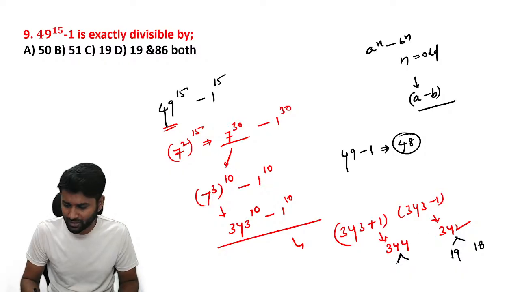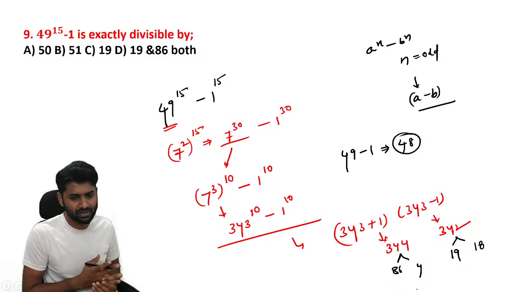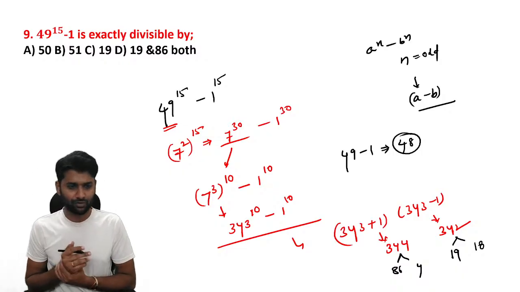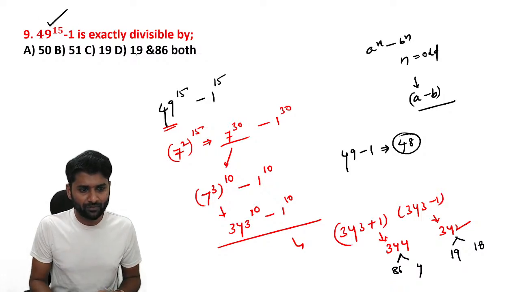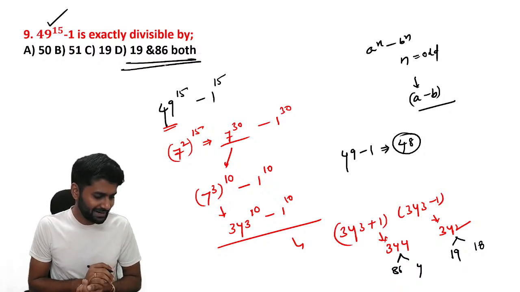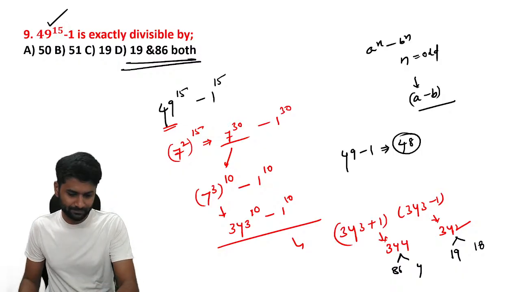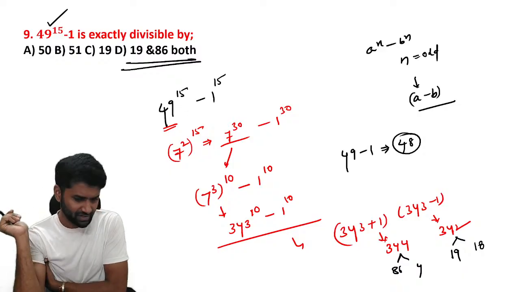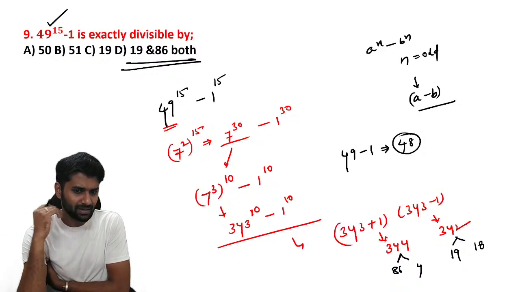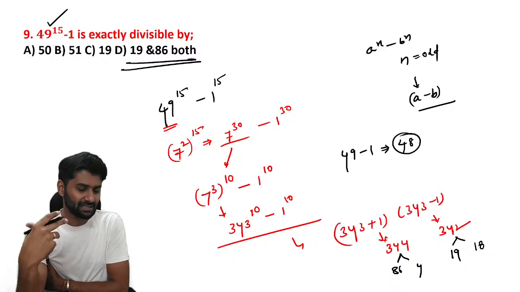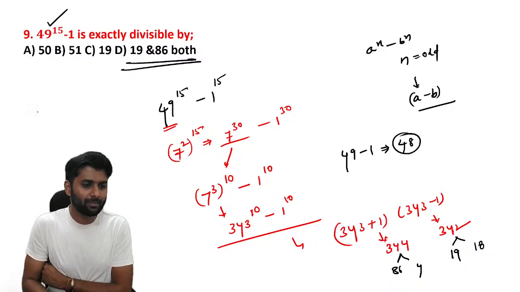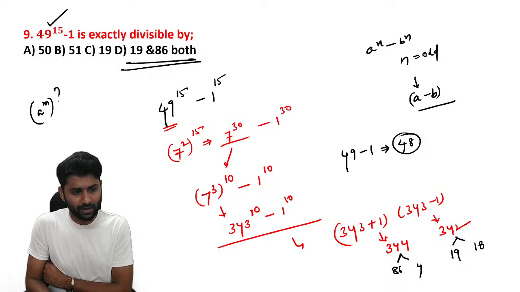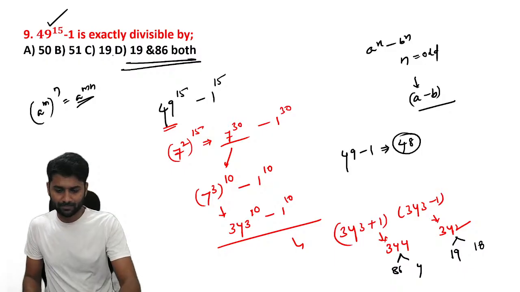19 into 18 is 342. Again, 344 is 86 into 4. So 86 into 4 is 344, and 19 into 18 is 342. It means 49 power 15 minus 1 is always divisible by 19 and 86. See, sometimes we never get the answer directly. You have to change the form with the help of the power concept, a power m whole power n is a power mn, according to the answers.